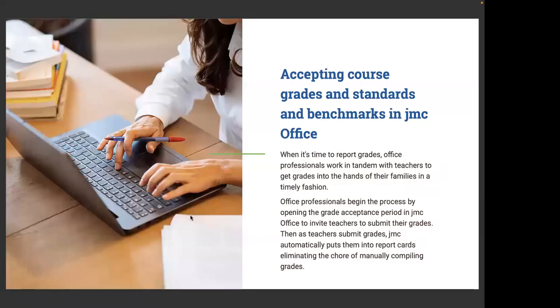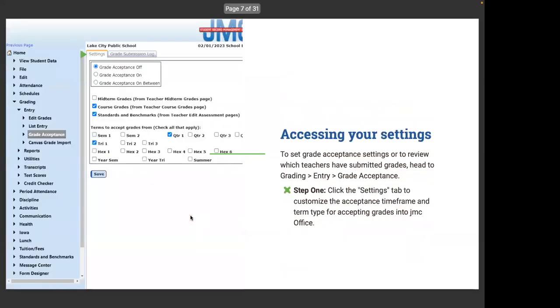When it's time to report grades, office professionals work in tandem with teachers to get grades into the hands of their families in a timely fashion. Office professionals begin the process by opening the grade acceptance period in JMC Office to invite teachers to submit their grades. Then as teachers submit grades, JMC automatically puts them into report cards, eliminating the chore of manually compiling grades. To set the grade acceptance settings or to review which teachers have submitted grades, head to Grading Entry, Grade Acceptance.